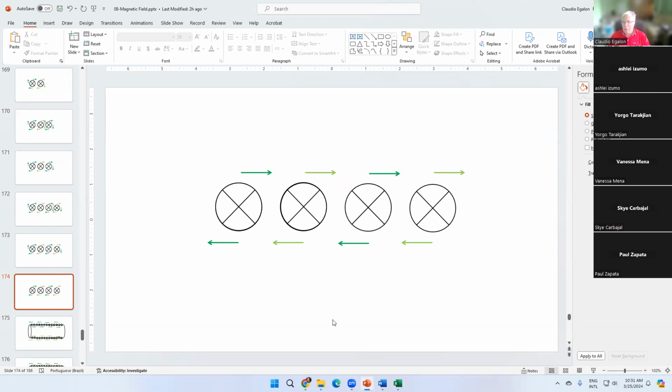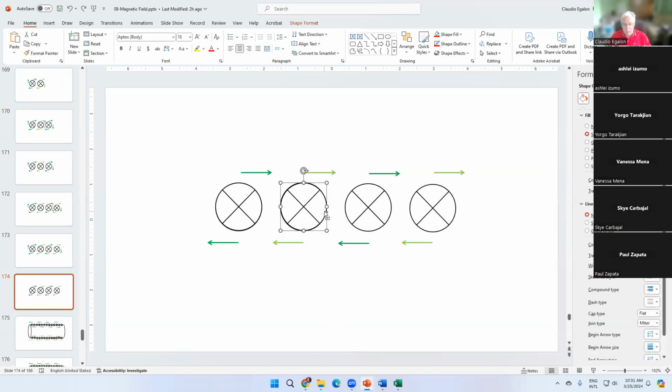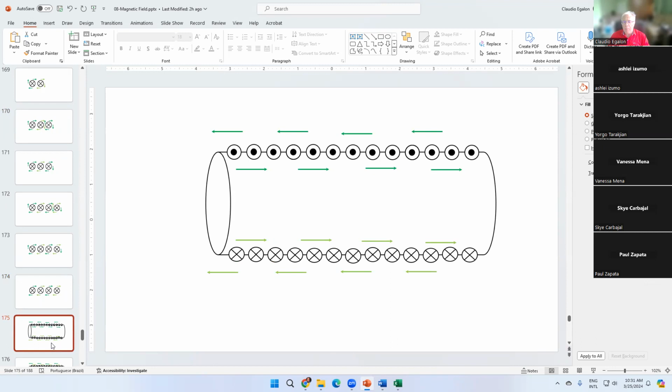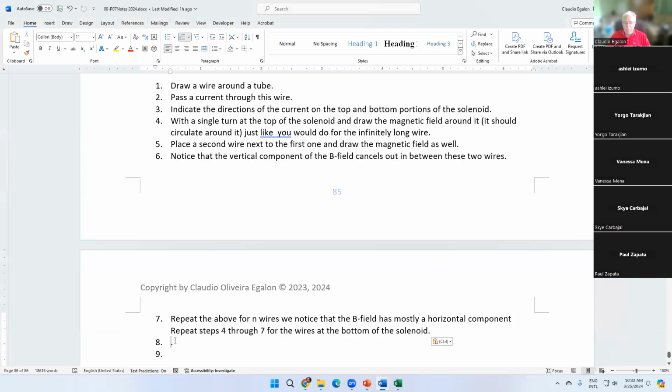And then we are displaying here only the field at the very middle of the solenoid. Overall, we are getting this result here. Magnetic field circulates counterclockwise at the top, clockwise at the bottom. Okay, so here we go. Repeat the above.